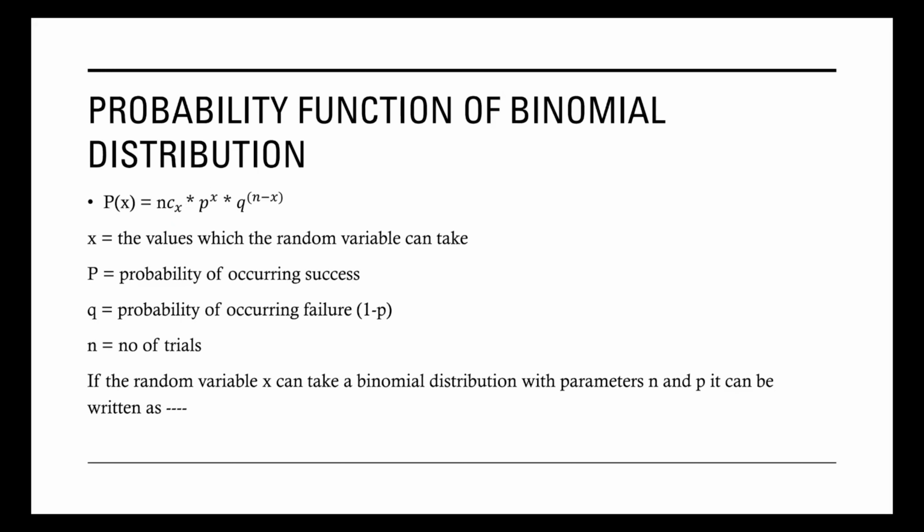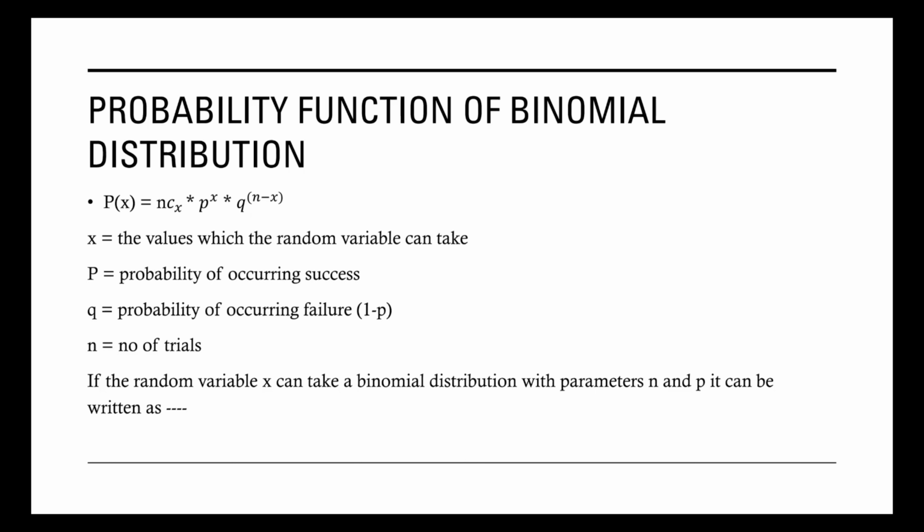And x will be equal to the values which the random variable can take. That means x can be 0, 1, 2, likewise. And p means the probability of occurring success. And q means the probability of occurring failure, which means 1 minus p. And n refers to the number of trials.